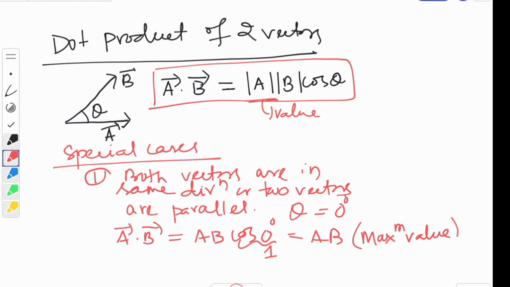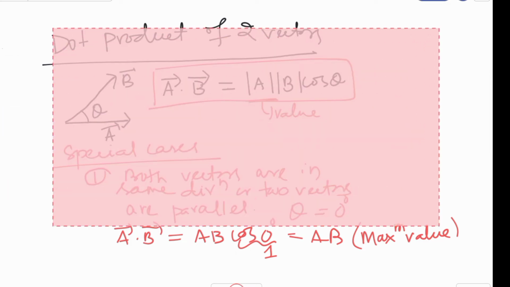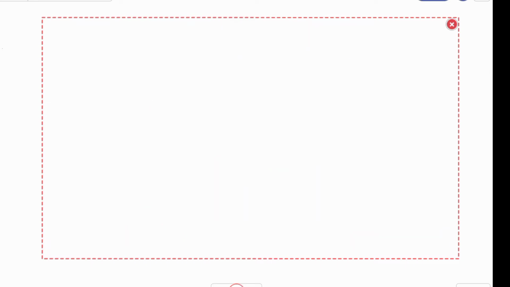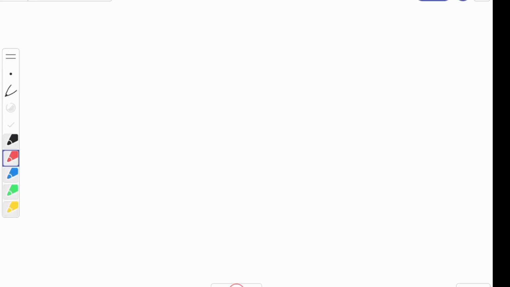Now, have you noted it down? We will now discuss the second case. Let me clear the board. We are discussing the dot product of two vectors. Now what is the second special case? Let me write over here again. Special cases. Now the second case.